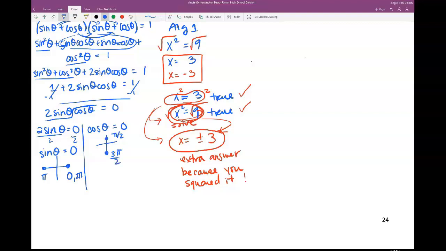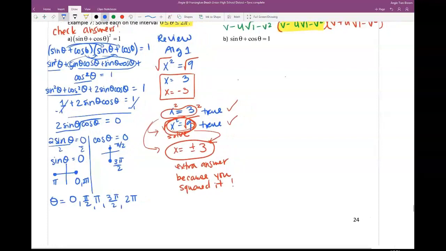So would you agree, it looks like we have 5 answers, right? Theta is, let's start from small to big, 0, pi over 2, pi, 3 pi over 2, and because 2 pi is included in my instruction, I want to write down 2 pi. But the question is, can I keep all of this? So let's go back and check them. Let's start with the first theta, which is 0. Here's check.